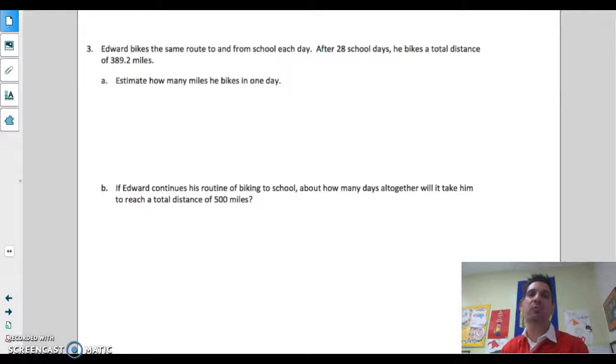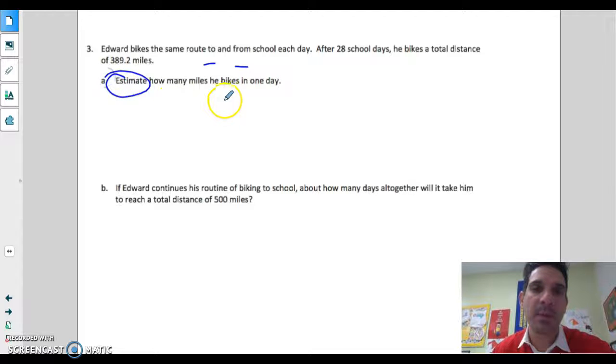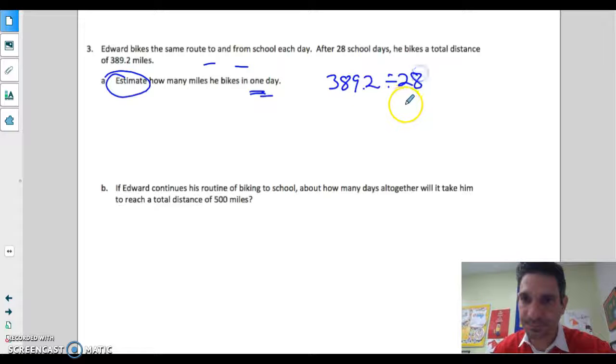Edward bikes the same route to and from school each day. So to and from school each day. After 28 days, he bikes a total of 389.2 miles. Estimate how many miles he bikes in one day. So what I need to do is, 28 school days, he does this. So I have to do 389.2 divided by 28. I'm going to round this to 30.